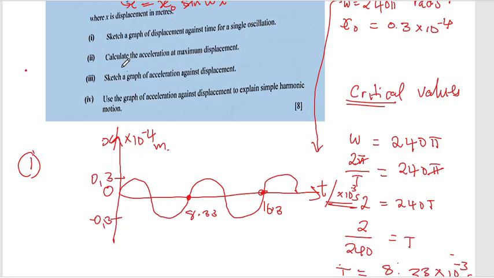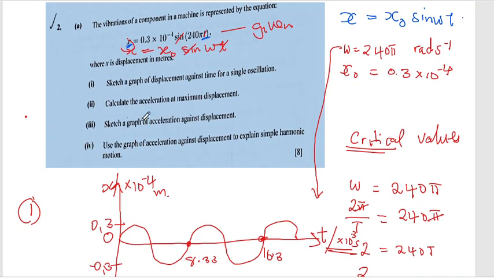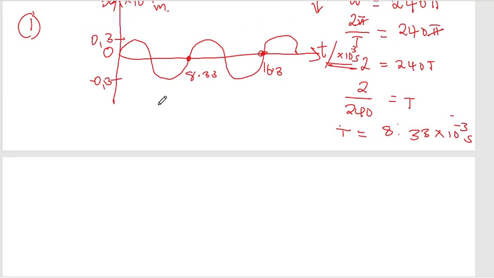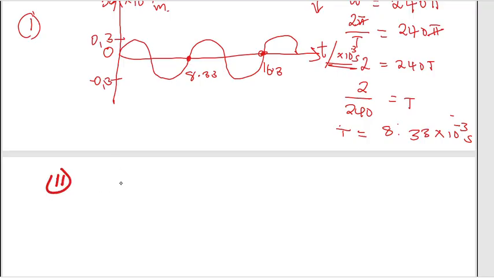Right, let's go to item 2. Calculate the acceleration at maximum displacement. We all know that when we are talking about simple harmonic motion, acceleration is equal to negative omega squared x. So this is the formula for acceleration, right?